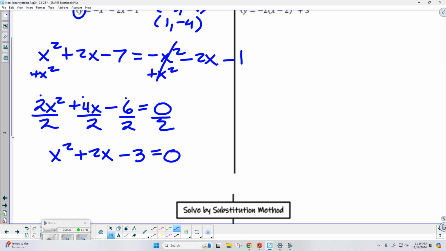X squared minus 2x minus 1. Oh, that's a negative x squared. And that would be x squared plus 2x minus 7. I'm just combining these terms over here.